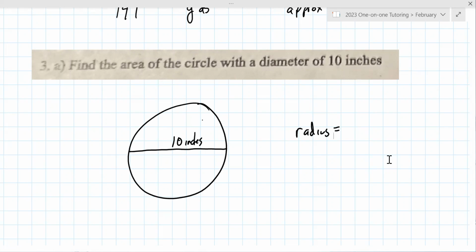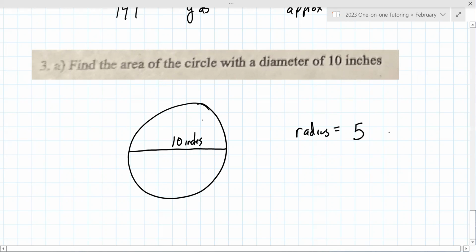Half the diameter. Half means dividing by 2. So what is 10 divided by 2? 10 divided by 2 is 5. What are the units of radius?